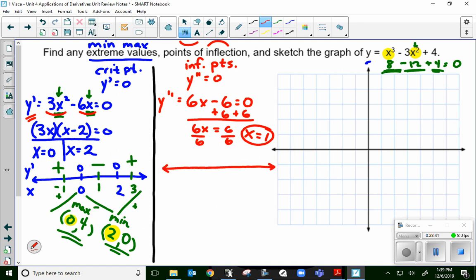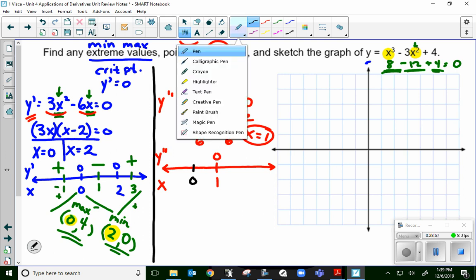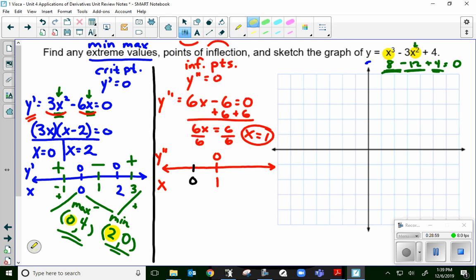Here's where x equals 1. That's where my second derivative is equal to 0. I'm going to pick values to the right and values to the left. Let's pick x is 0. I need to see whether my second derivative is positive or negative, whether it's a smiley face or sad face. So I'm going to take my 0 and plug it in here.